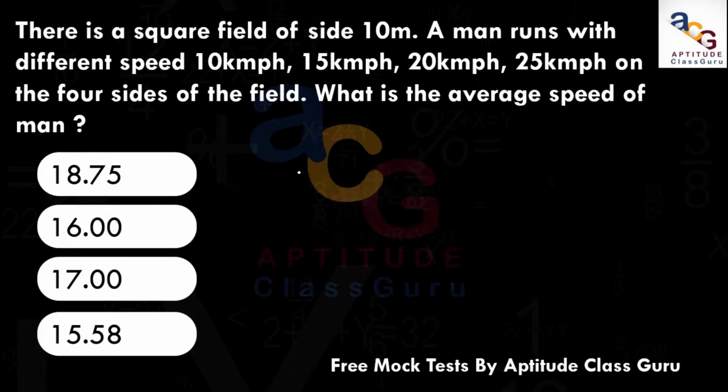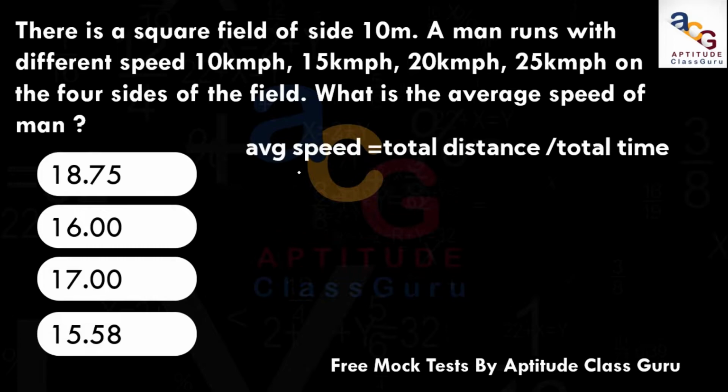If you know the average speed formula, the problem becomes much easier. The average speed formula is nothing but total distance covered divided by total time taken. Here, total distance is the total of 4 sides of the square, so the perimeter of the square itself is the answer. Each side is 10 meters, but the speeds are given in kilometers per hour. So either we need to convert speed into meters per second, or convert the distance from meters to kilometers. In this problem, I prefer meters to kilometers.